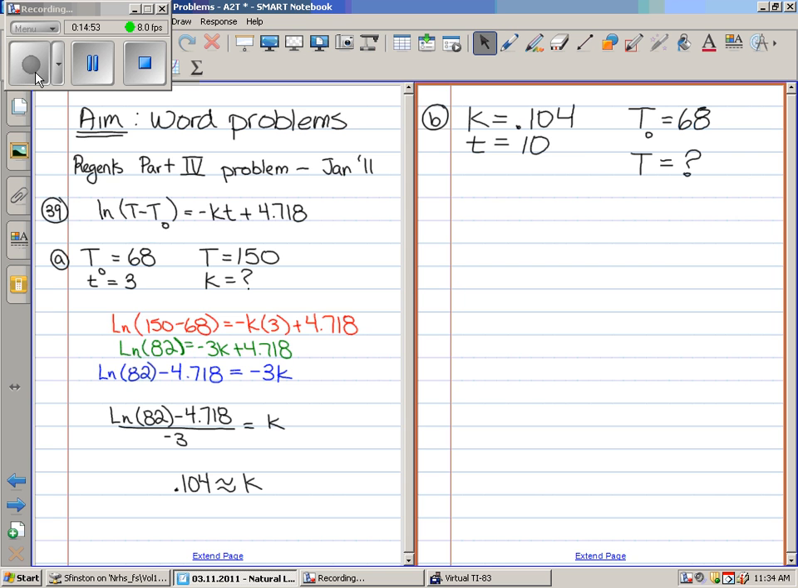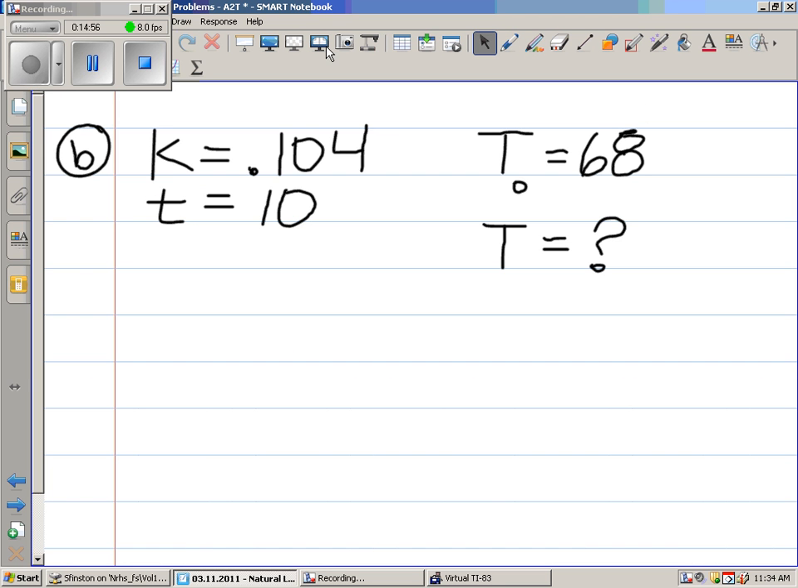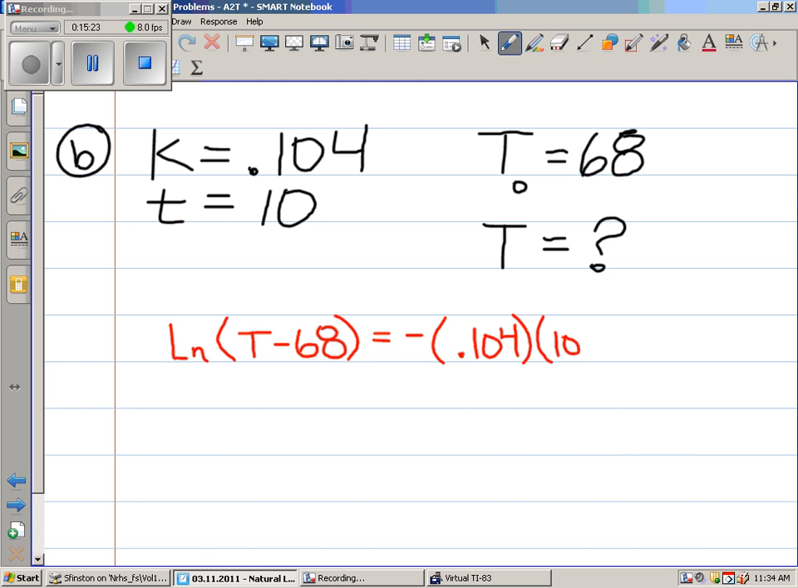Interesting equation. Let's try and fill this out. So it's going to be the ln of, is it T minus 68? T minus 68 equals, I got it, Henry. It took me a little while there. Negative 0.104. Time was 10. And then what was that last number at the end of the formula? 4.718.